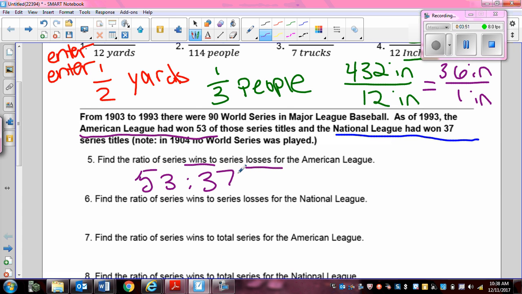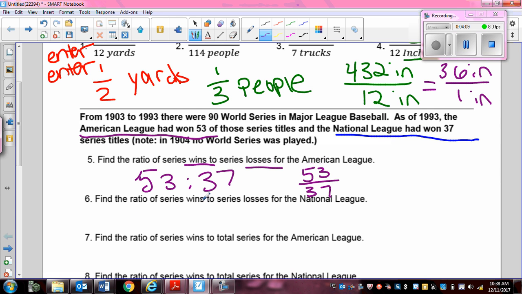That totals 90. If you plug this into the calculator, that's going to be math, enter, enter. You're going to get the same thing. We can also write this as a fraction, as 53 over 37. And you'll see it as a colon in between them. That also means a ratio.